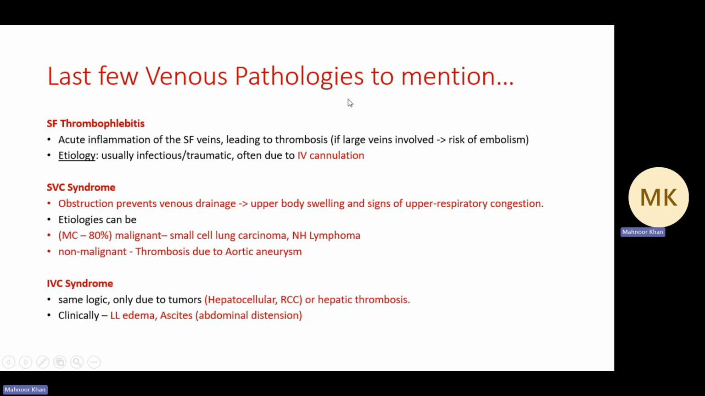Okay, the last few venous pathologies to mention are superficial thrombophlebitis, that is superficial inflammation of the superficial veins. Mainly, it can lead to thrombosis if large veins are involved, and risk of embolism. What is the most common cause and location here? Well, it is due to IV cannulation. So wherever, basically on your arms, wherever the IV cannulas are inserted, there's a risk of superficial thrombophlebitis or superficial inflammation of the superficial veins.